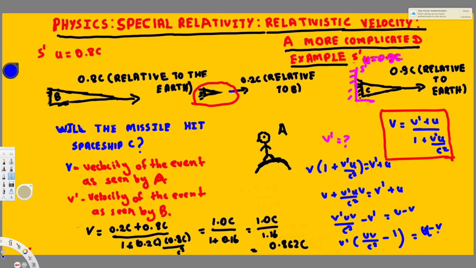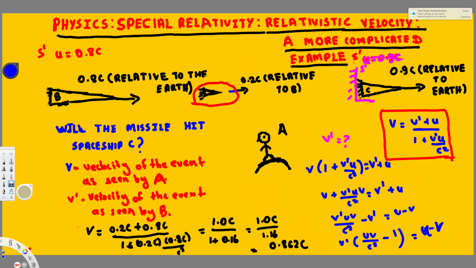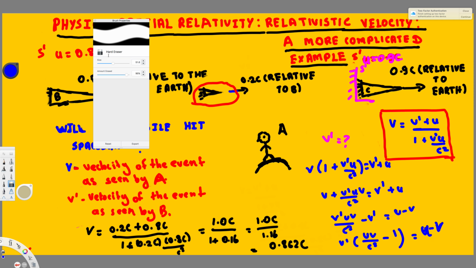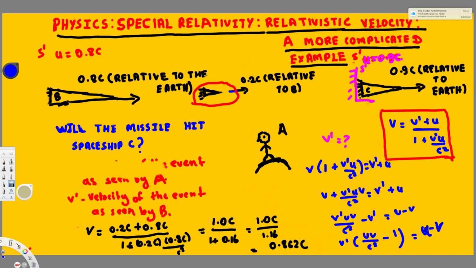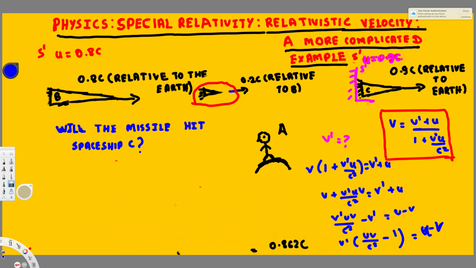Now we have to bring this whole thing to the other side. Let's get rid of this part. We need space, so let's get rid of these things. We need this number. This is v we calculated. Now let's go ahead and continue this one right here.